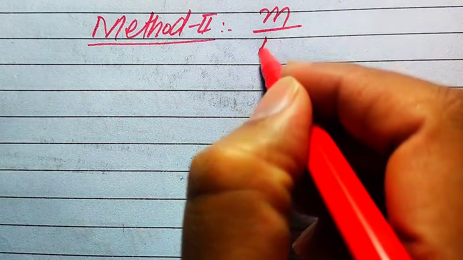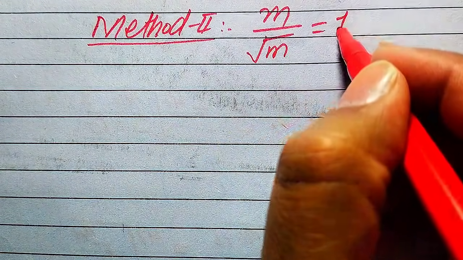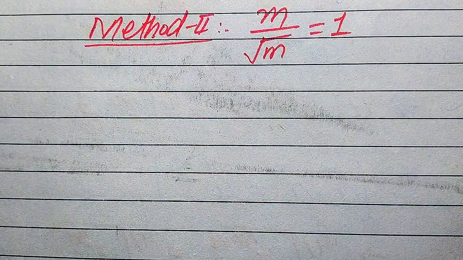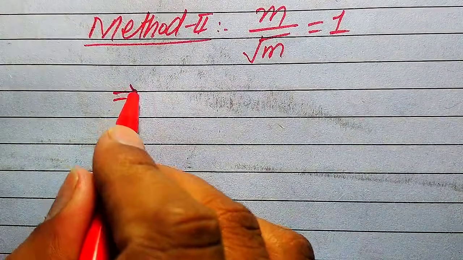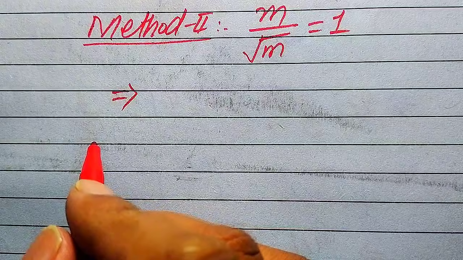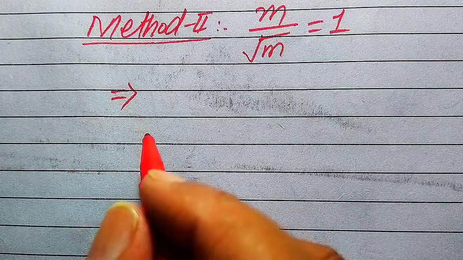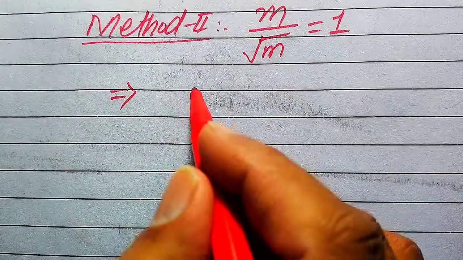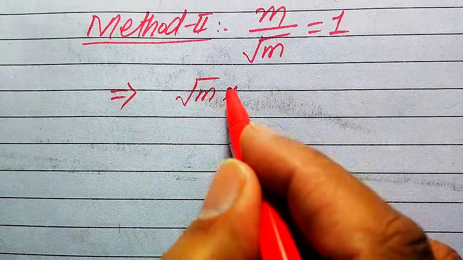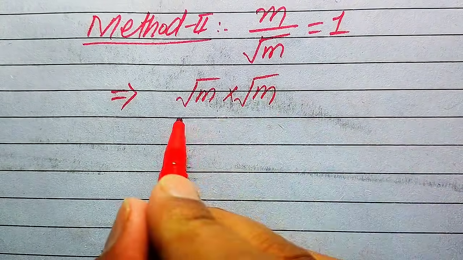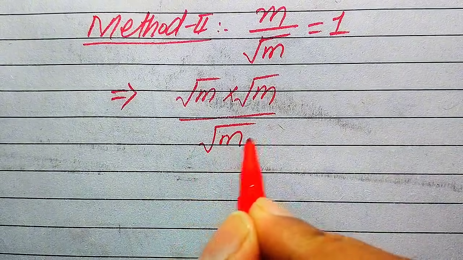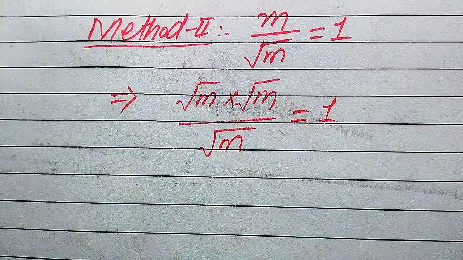Now in the next step, we again solve this problem by the second method. In the second method, we need to copy down the given question statement, which is m divided by square root of m is equal to 1. Here we use the radical techniques to get the roots of this equation. So now we write this m as square root of m multiplied by square root of m, divided by square root of m is equal to 1.